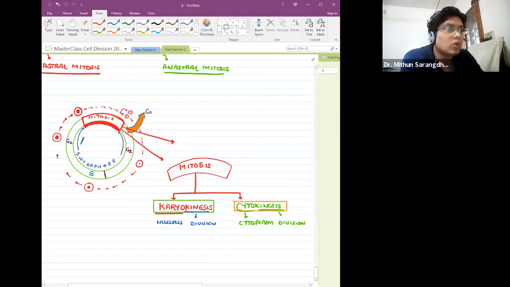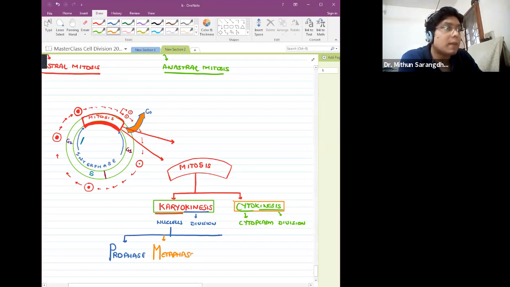So, guys, karyokinesis is further going to be divided into four more parts. What are these four more stages? Let's try to see. The first one, guys, is known as prophase. Now, pro means what, guys? Pro means primitive or initial. So this is the first phase. That is why it is prophase. The second one after this is going to be metaphase. Meta meaning middle. Here something is going to happen in the middle of the cell. That is why metaphase. Third, we have anaphase.